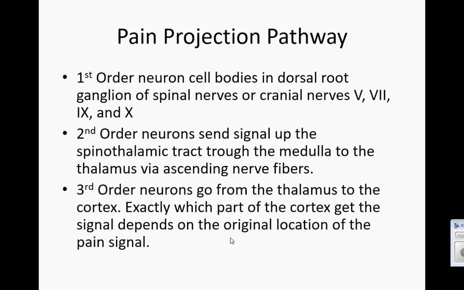And from our first order neurons, we're going to synapse with second order neurons, which send signals up through the spinothalamic tract into the medulla, cross over, and then to the thalamus. What was the nickname for the thalamus again? It's your gateway to the cerebral cortex. Because from the thalamus, the third order neurons transmit the signal to the cerebral cortex. Now, how do we know if it's pain coming from our toe versus pain from our finger? We're going to talk about that in a little bit.